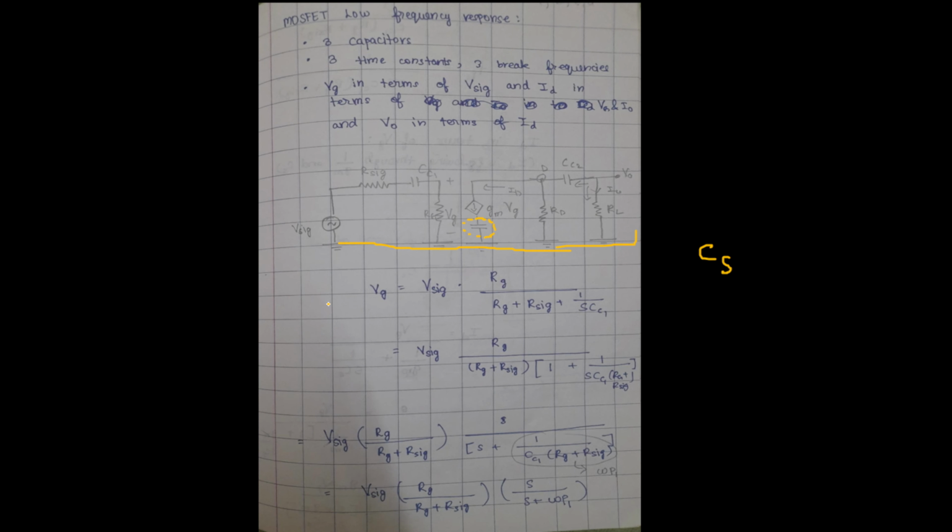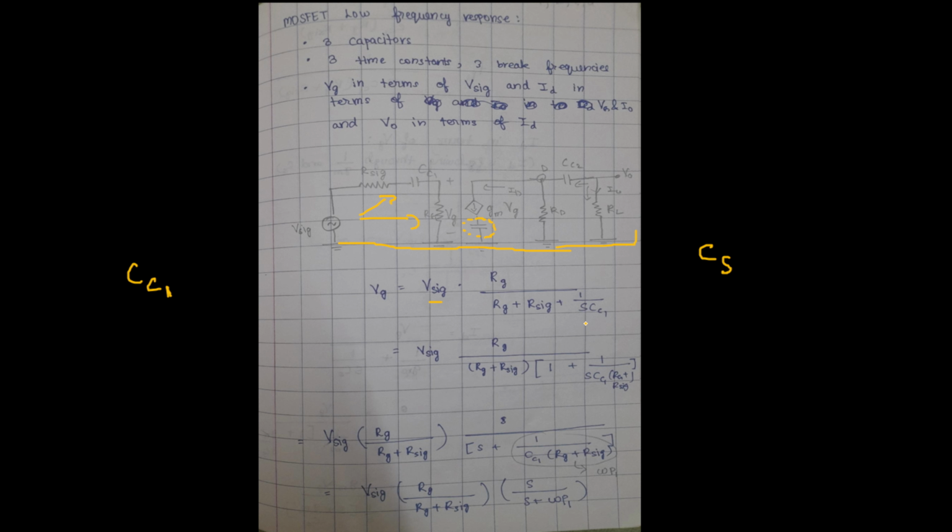So, first, let's assume that CC1 is the only capacitance that we have, and the others are just ignored. For that, we short circuit the others, I mean, we open circuit the others. So when we do that, we have VG, that is the potential difference across the gate resistance, to be V signal into RG divided by RG plus R signal plus 1 by SC C1. So this is using the voltage divider rule.